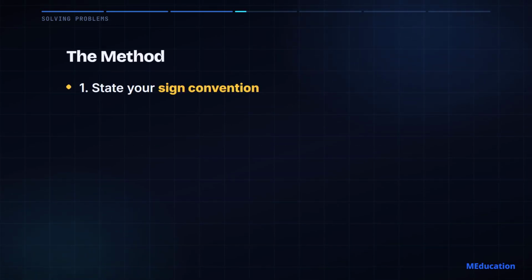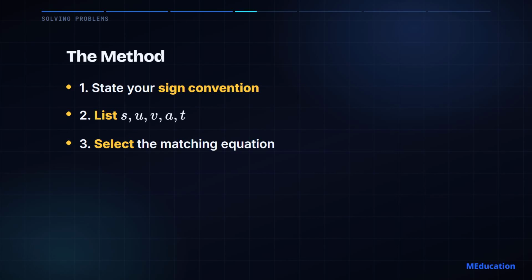First, state your sign convention. Decide which direction is positive. Second, list out s, u, v, a, and t. Fill in your 3 knowns and put a question mark by the one you want. Finally, select the one equation that links your 4 variables and substitute.